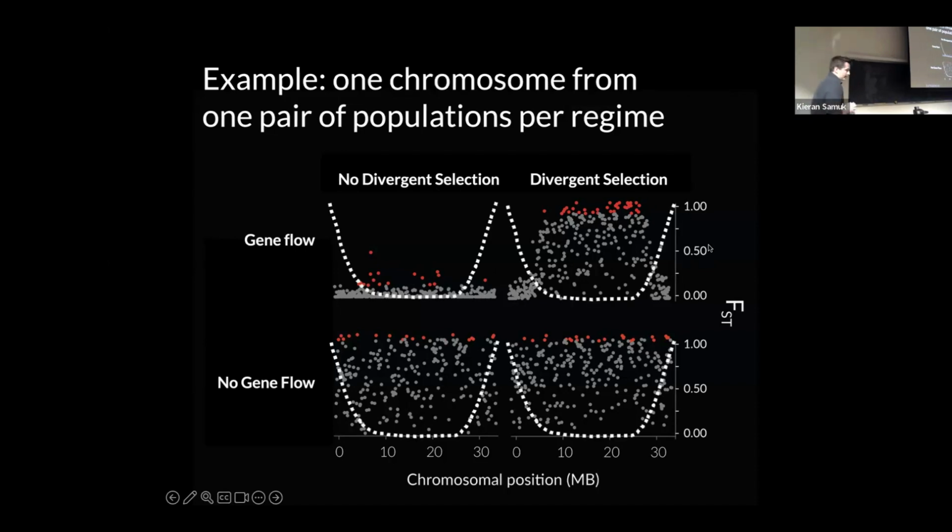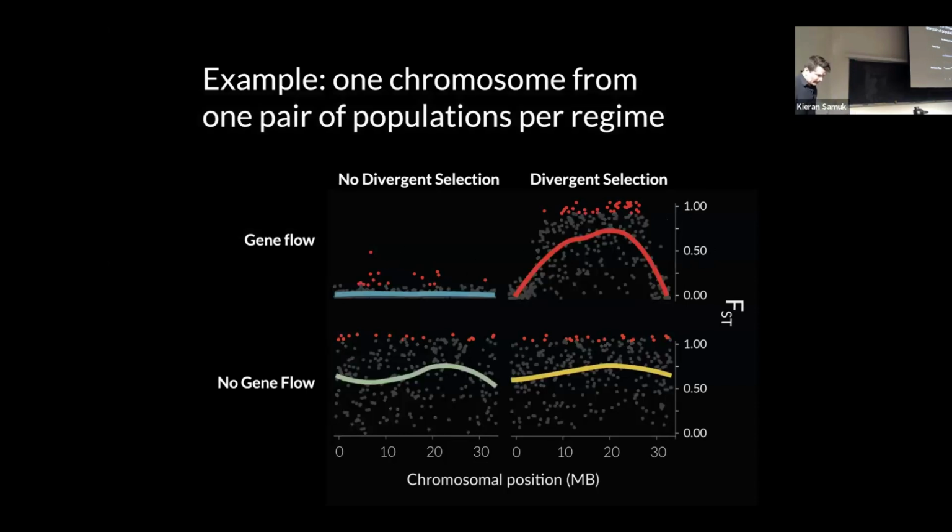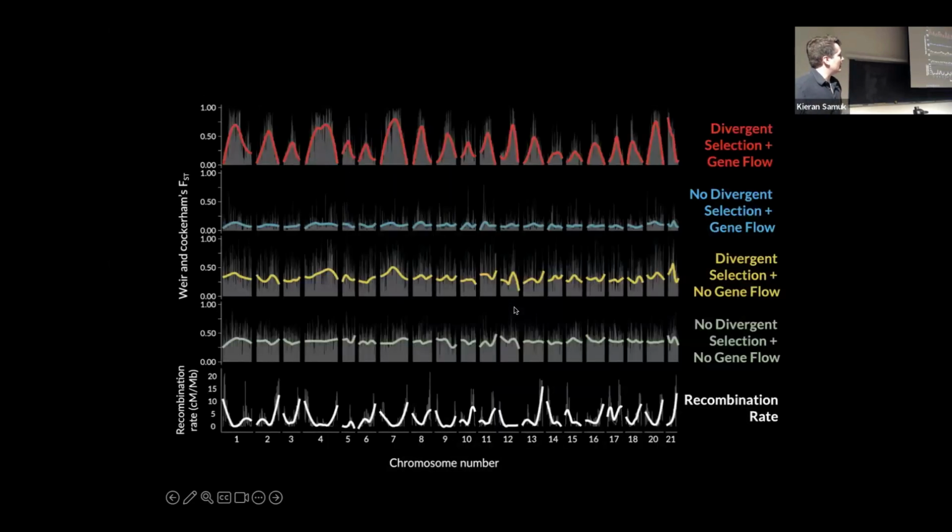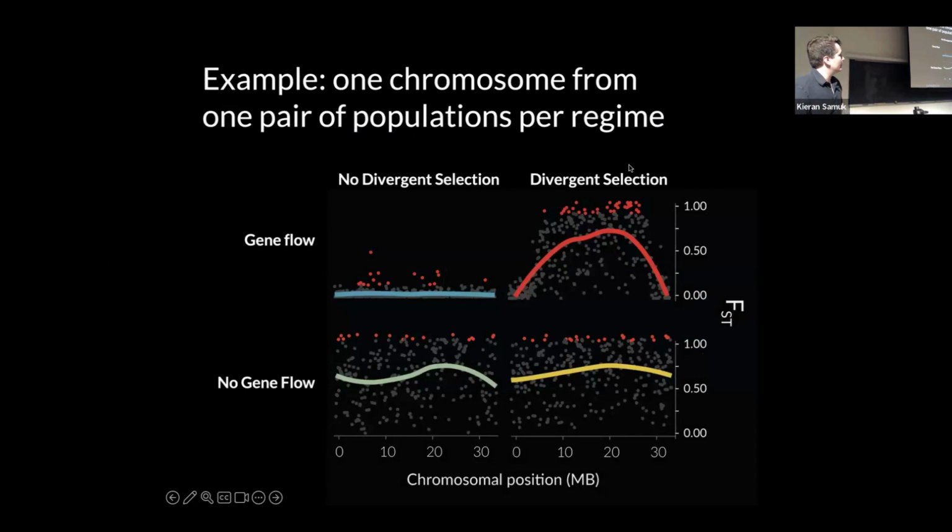So what happens when we map on recombination rate? This is a smooth of the actual recombination rate for the stickleback chromosome. What you can see here is the area of increased FST coincides with the region of low recombination on the stickleback chromosome. So this is just looking at it on one chromosome.